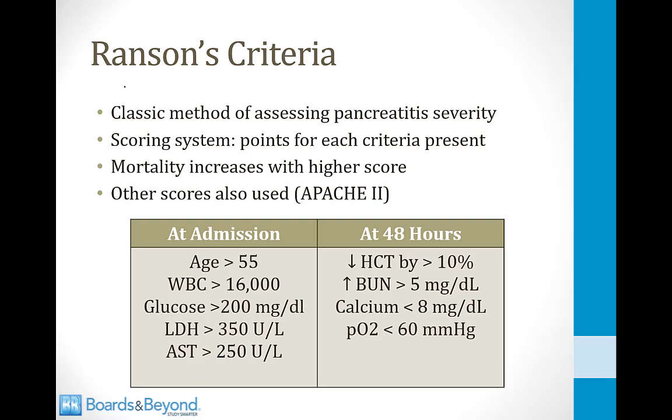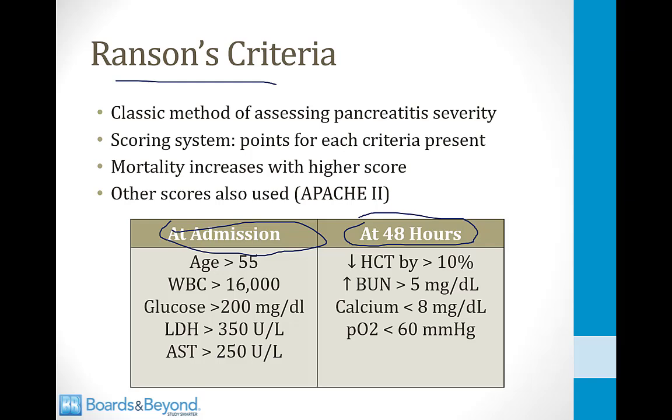Because patients with acute pancreatitis can initially look well and then rapidly deteriorate, a number of criteria have been created to try and identify features which predict that a patient with acute pancreatitis is likely to become very ill. One of the classic criteria is called Ranson's criteria. There are a number of clinical features which, if present either at admission or at 48 hours after admission, predict a worse prognosis. And I've shown all of them on this slide here.